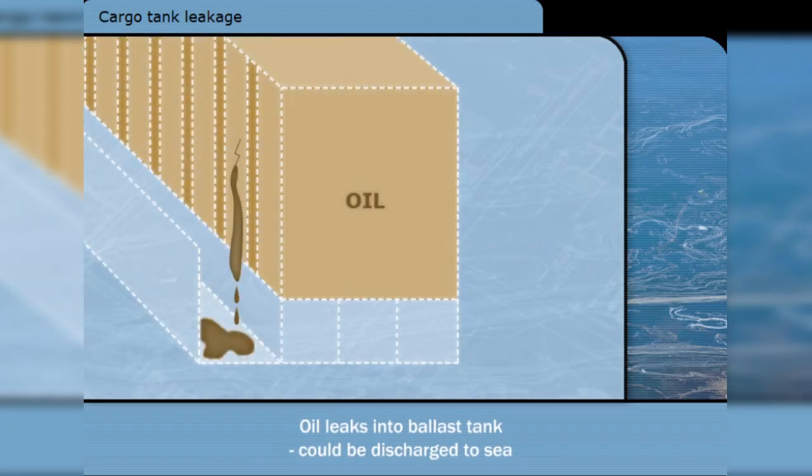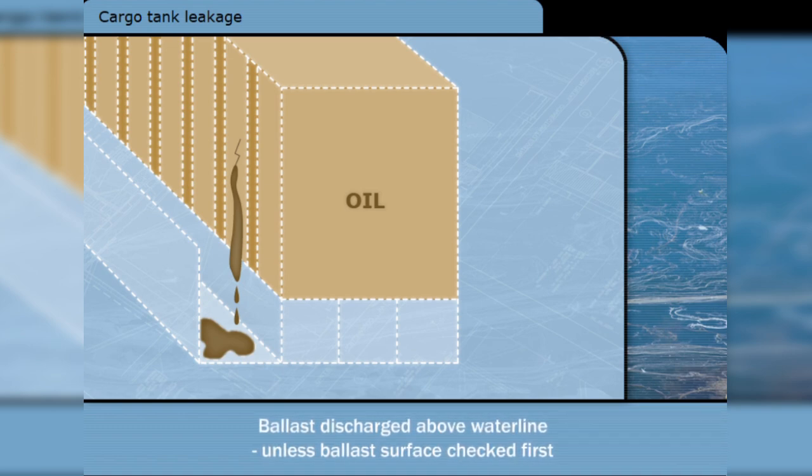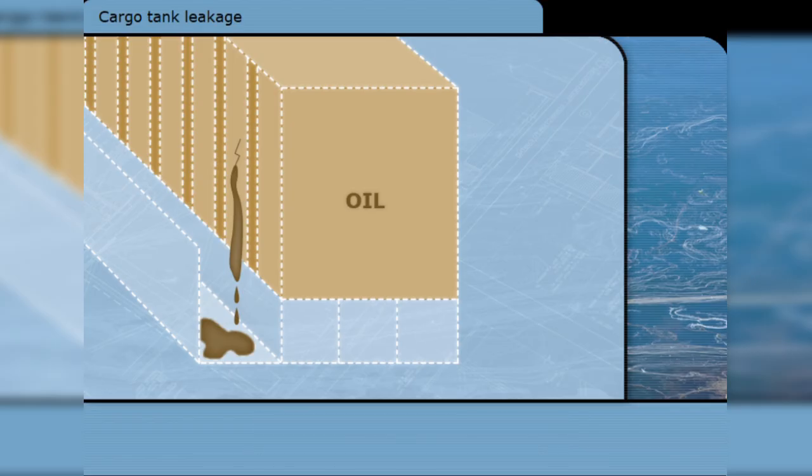Having tanks in protective locations also means that oil from a cargo tank may leak into a normally oil-free ballast tank, rather than directly into the sea. There is then a chance that the oil will be discharged with the ballast into the sea. The discharge of ballast water from cargo tank areas is required to be above the waterline, unless the surface of the ballast has been examined visually immediately before the discharge, to ensure that no contamination with oil has taken place. Any ballast found to be dirty must be treated as if it were tank washings.